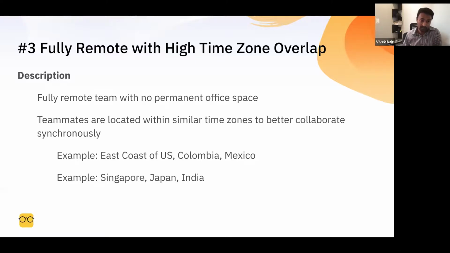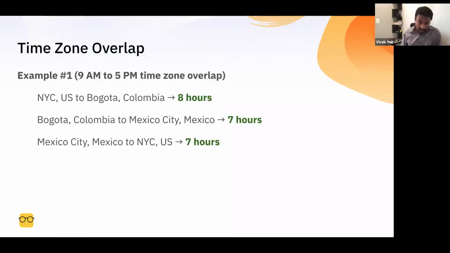So an example of that is if I'm working the East Coast of US, like New York City, and working with people in Colombia or Mexico, or I'm in Singapore and working with people inside of Tokyo or Bangalore. And just to give you an example of what that time zone overlap could look like, with a typical 9 a.m. to 5 p.m. workday, the overlap between New York and Bogota, Colombia would be 8 hours. So essentially losing no time there.